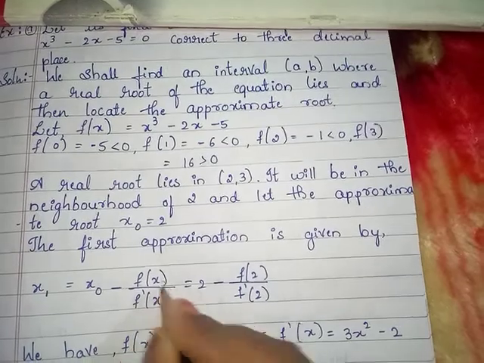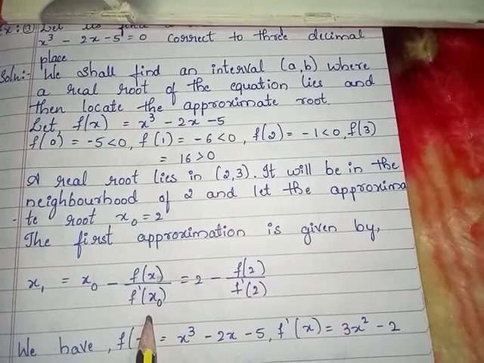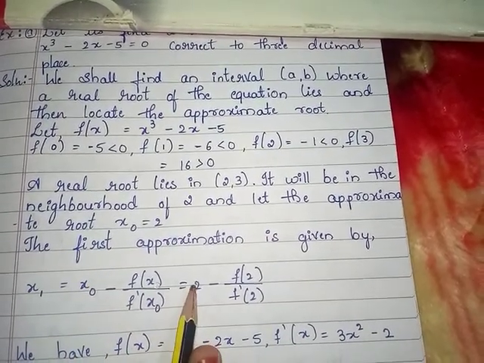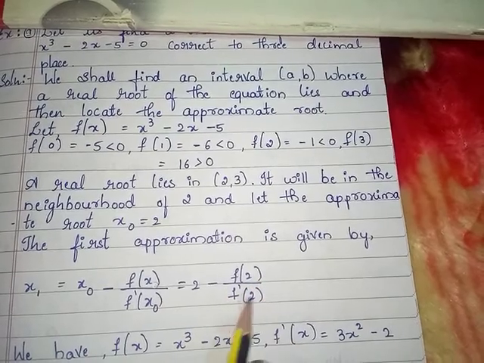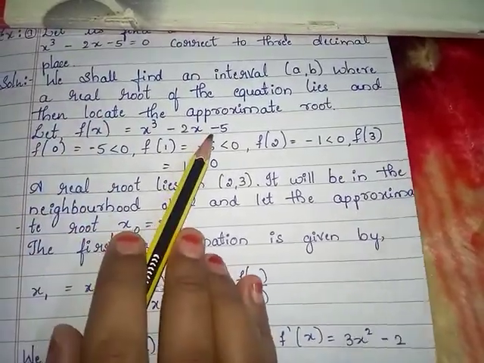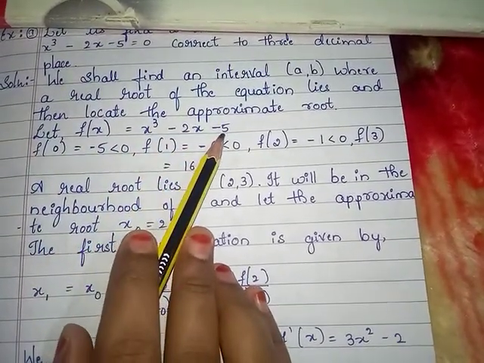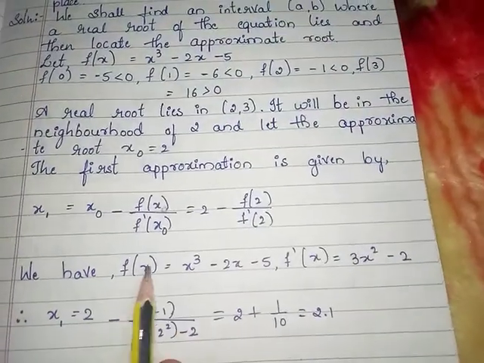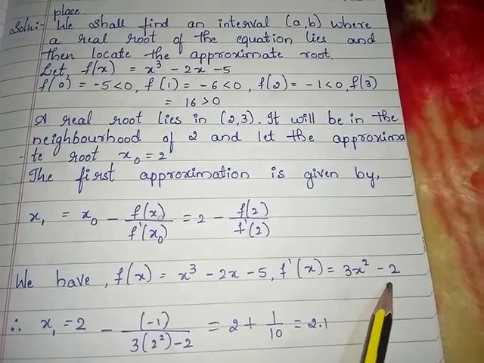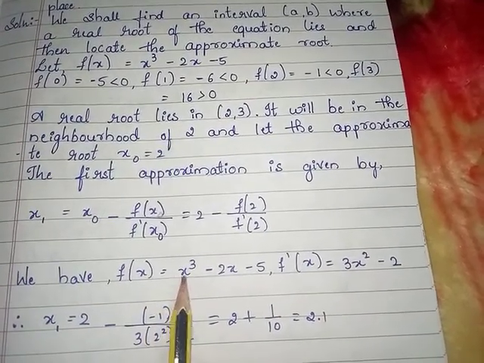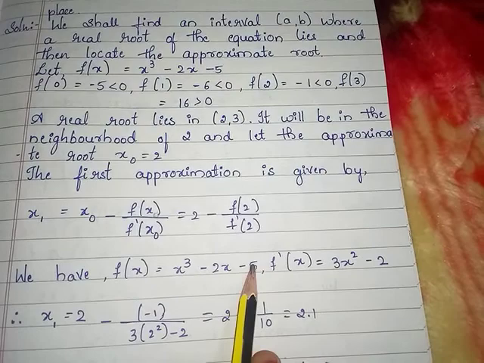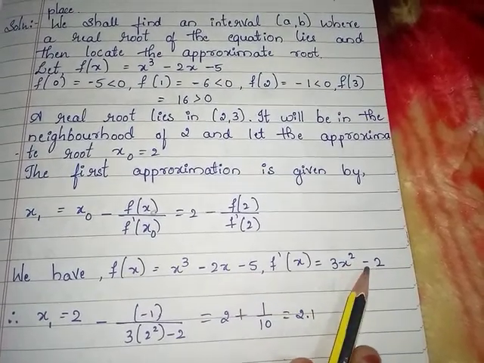This will be x naught minus f of x naught divided by f dash of x naught, which is equal to 2 minus f of 2 divided by f dash of 2. F dash of 2 means we have to differentiate this equation. F of x is x cube minus 2x minus 5. F dash of x will be 3x square minus 2. X cube differentiation is 3x square, minus 2x differentiation is minus 2, and minus 5 differentiation is 0. Therefore, it will be 3x square minus 2.